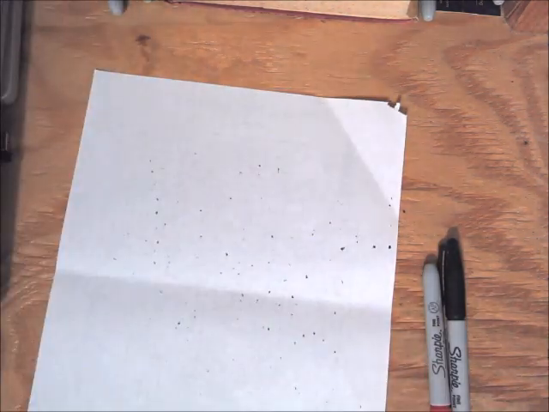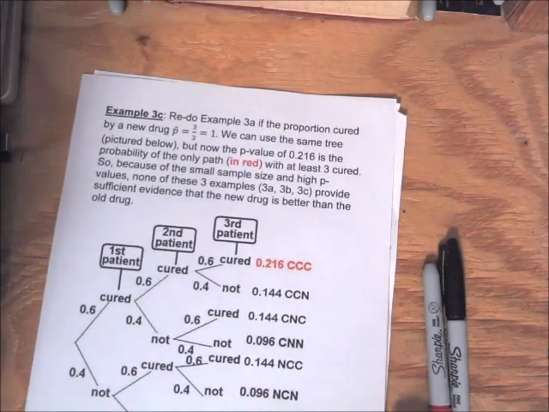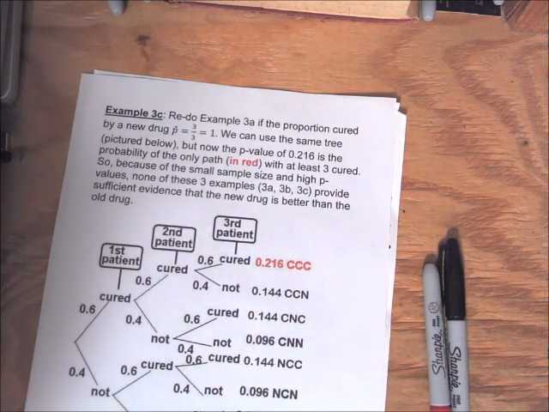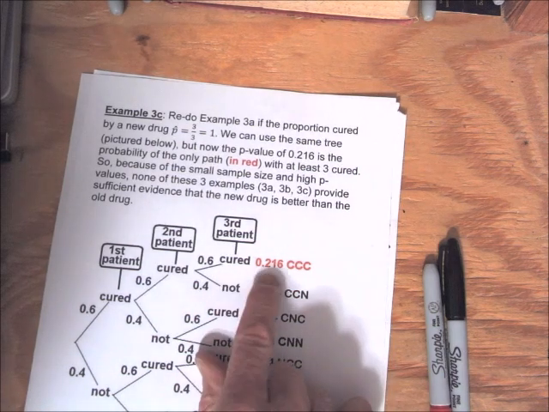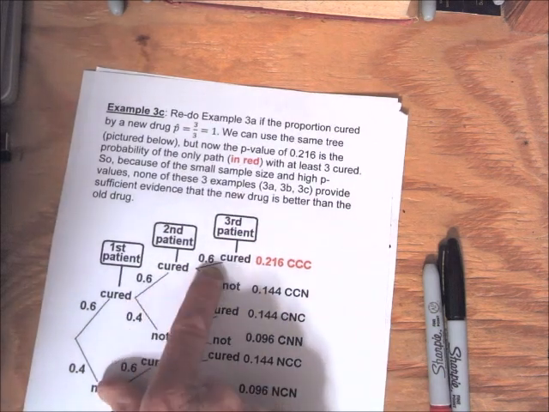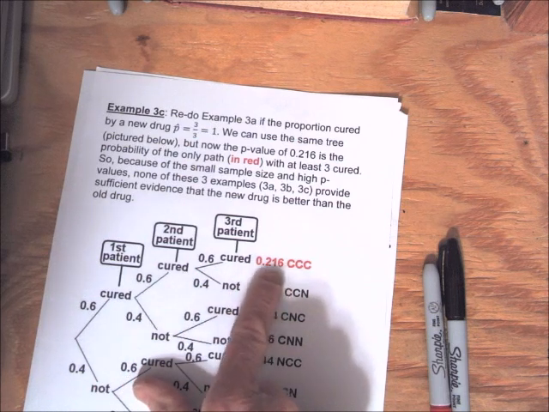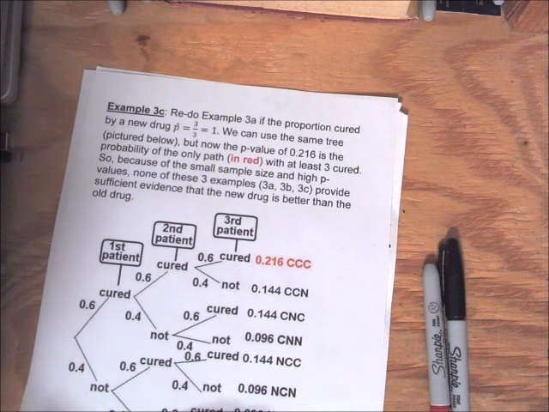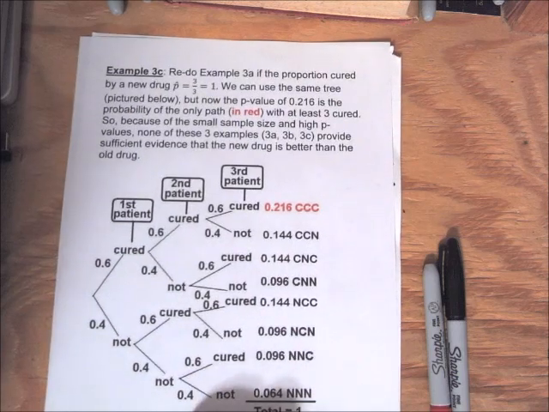And example 3c: if all three were cured, then we have only one path. So it's stronger evidence, but it's still not strong enough to reject H naught. We have the one path, 0.6 times 0.6 times 0.6, where all three were cured. We get 0.216, and that's still not enough evidence to reject H naught. And that concludes this presentation.